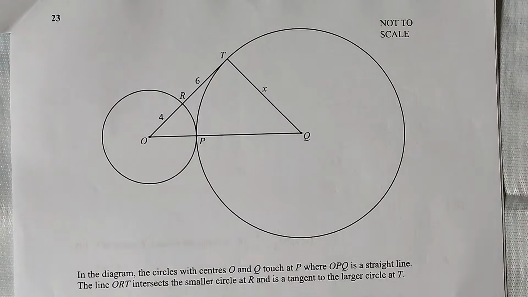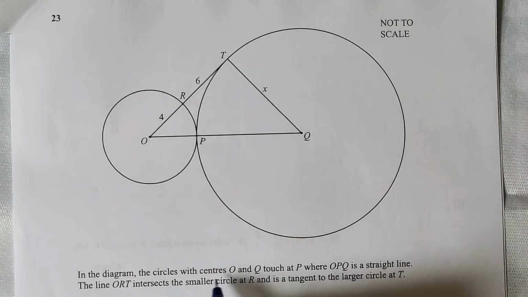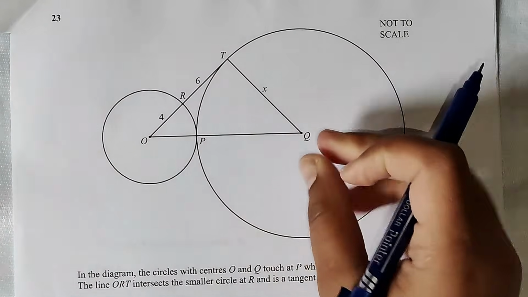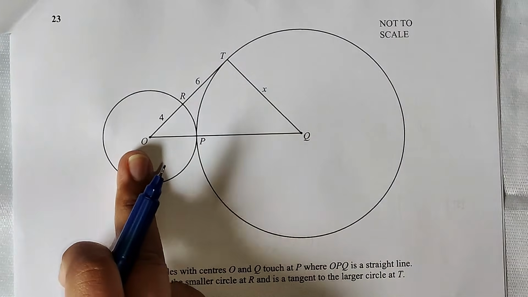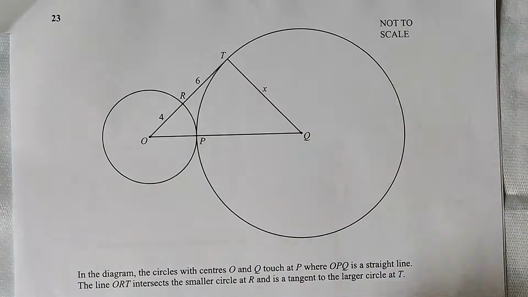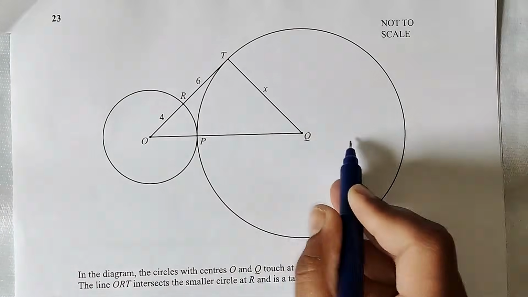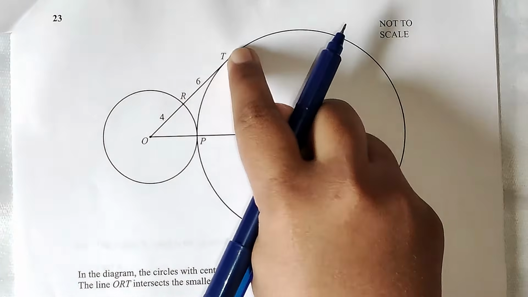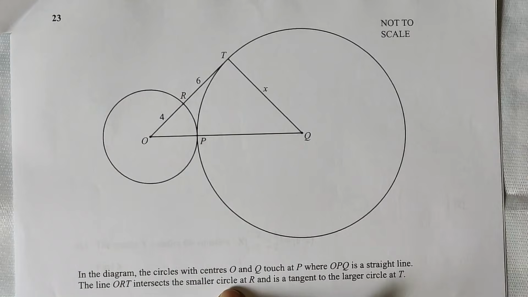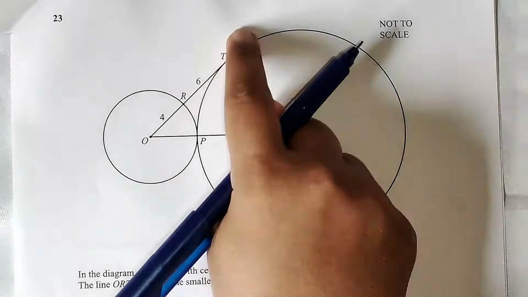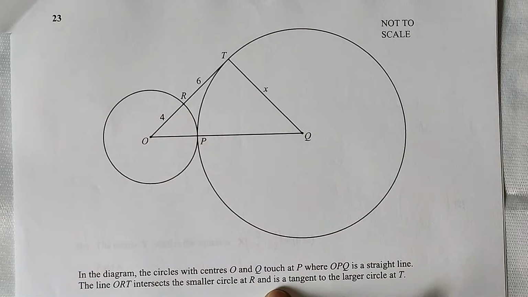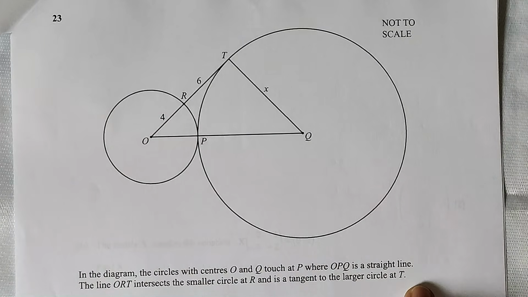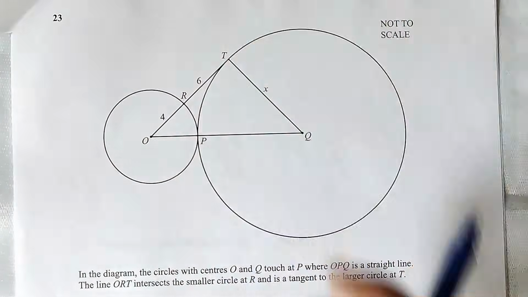Question number 23. In the diagram, the circles with centers O and Q touch at P. This center is Q, this center is O. They touch at point P, where OPQ is a straight line. The line ORT intersects the smaller circle at R, and is tangent to the larger circle at T.